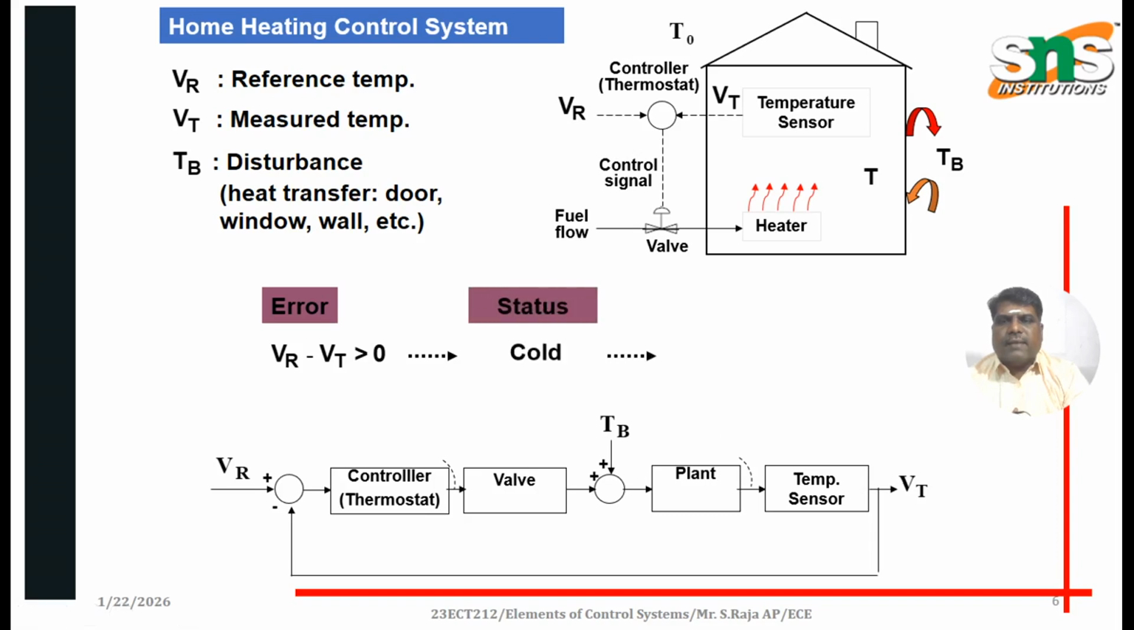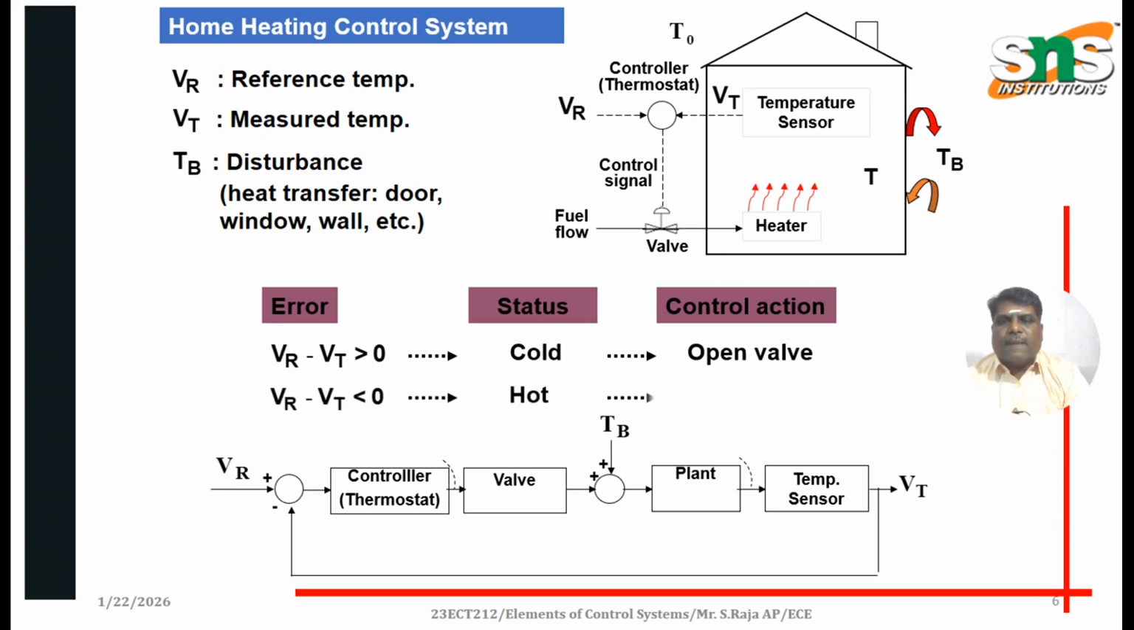If the error VR minus VT is greater than 0, then the status is cold, and the control action is to open the valve. If the error VR minus VT is less than 0, then the status is hot, and we close the valve. So depending upon the reference temperature and the measured temperature, the control system automatically opens or closes the valve for further safeguard.